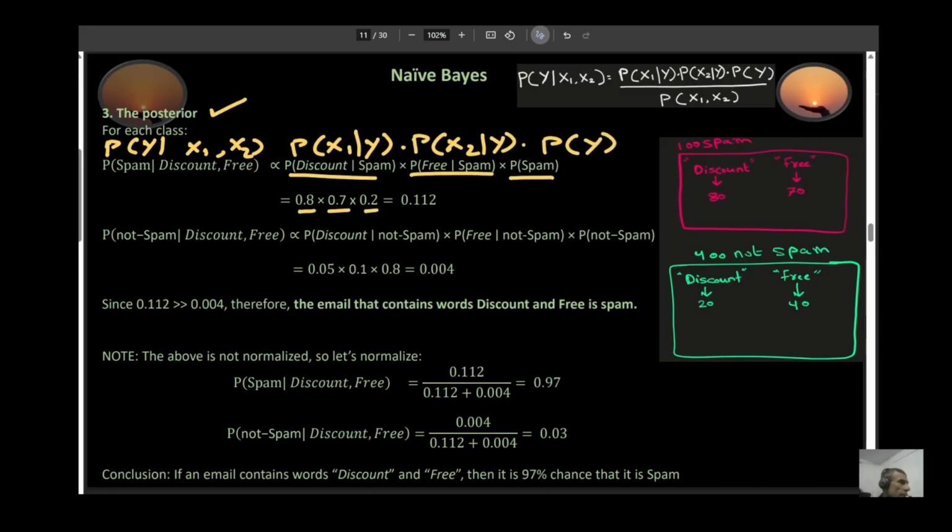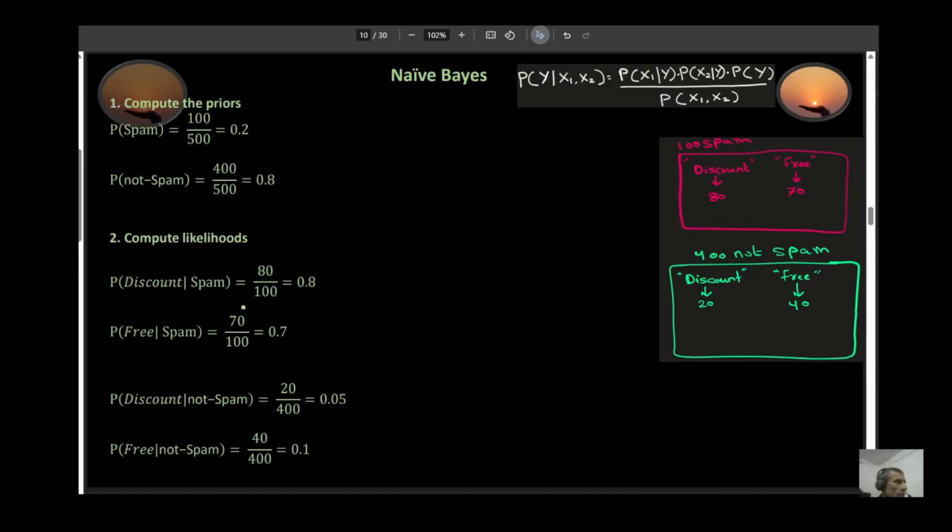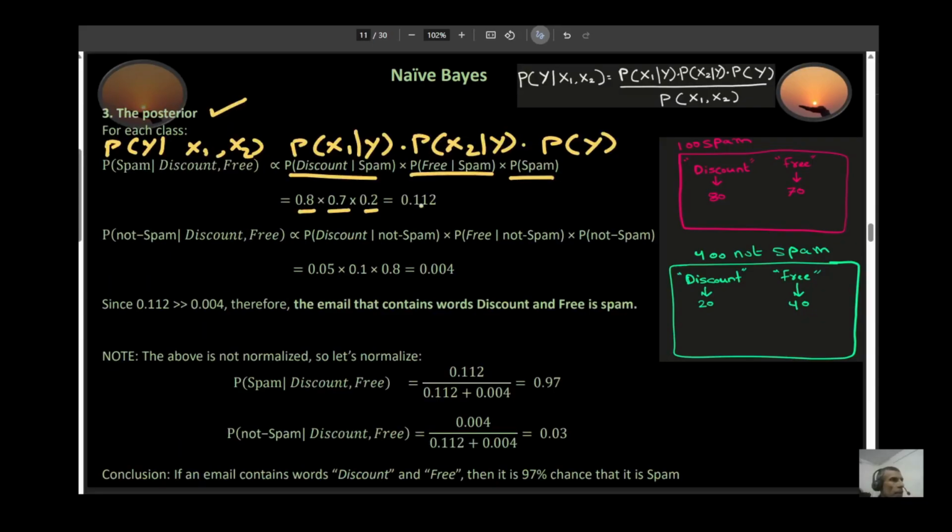These values I got from the previous step, all these values from here. Substituting your value, the answer is 0.112. So the probability of spam, given that it contains the word discount and free, is proportional to this number right here.